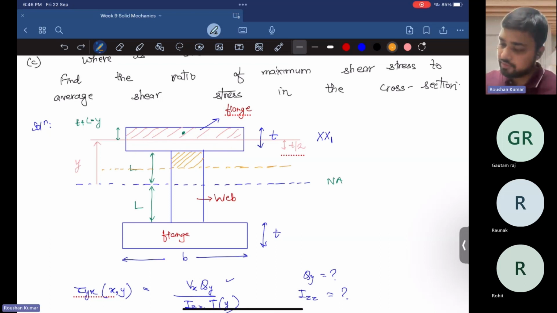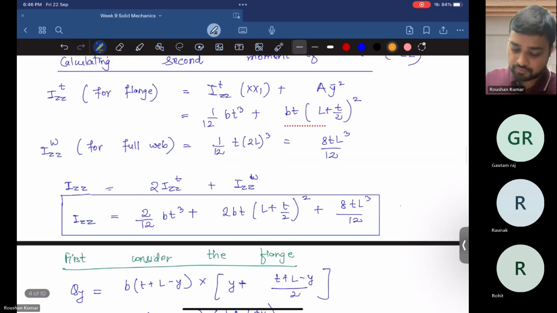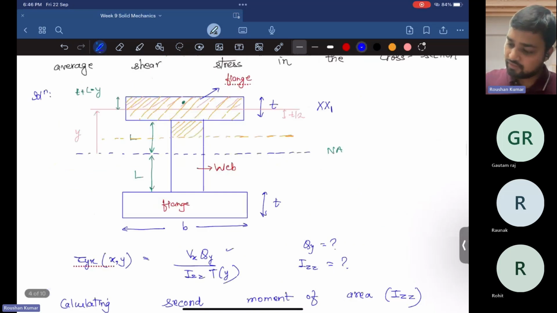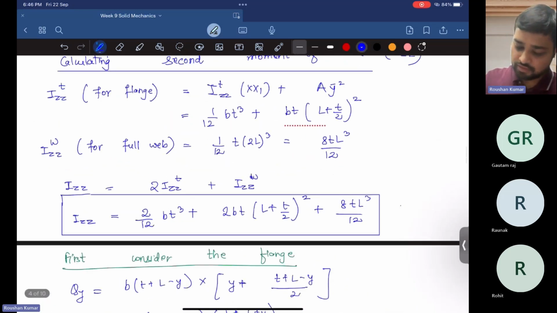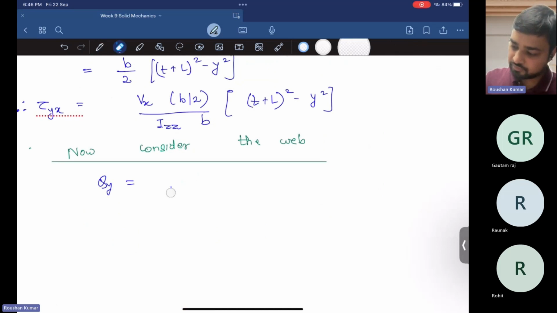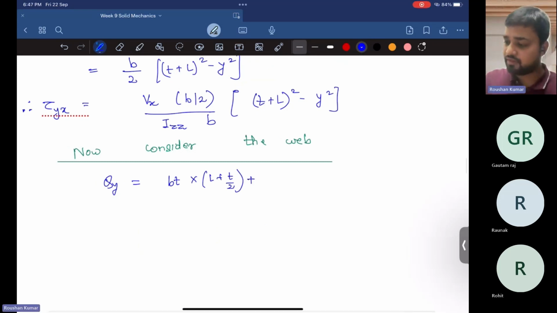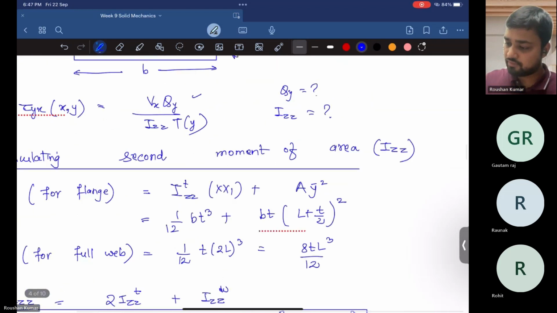So the complete this one and this one. So we have to find the shear stress distribution about the neutral axis for the web. So first we find this for this cross section. Okay. So for this cross section, it is given by b into t into (l plus t by 2), plus this cross section, this one.